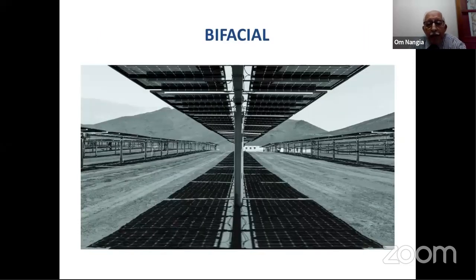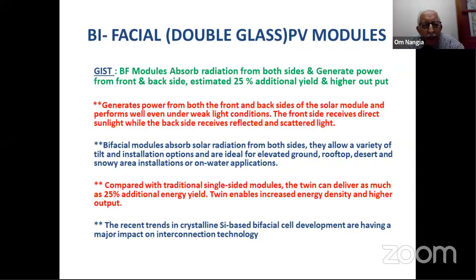Now, this is another technology, bifacial, where in the normal silicon solar module we have single glass. Here we have double glass on the back side also and on the front side also. So the advantage is that it becomes bifacial and we are able to generate power from both the sides. The gist of this slide is that the back and front modules absorb radiation from both the sides because of the double glass and generate power from back and front.